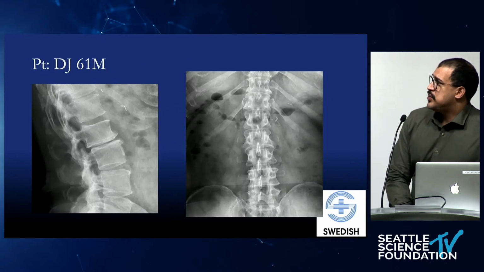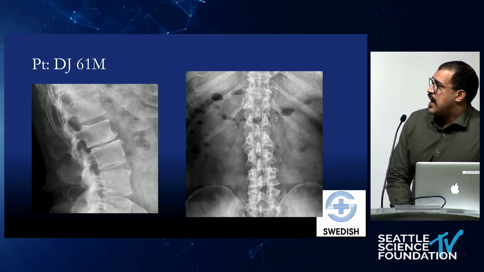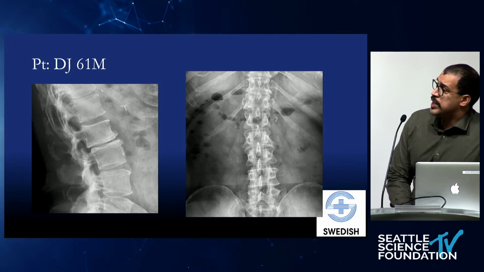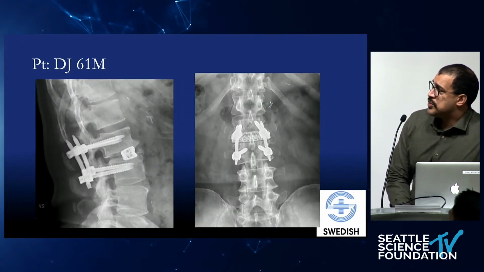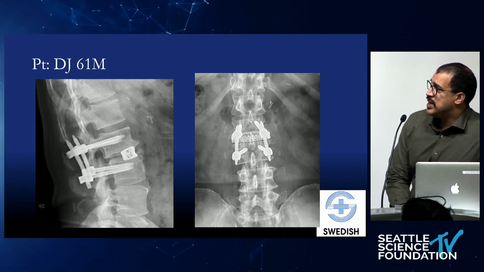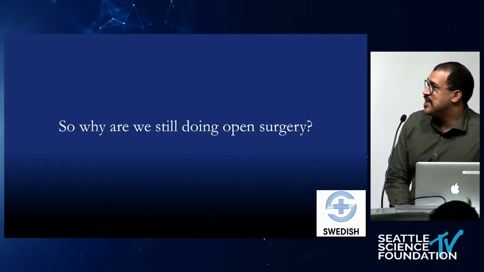So this is a patient of mine. He's a 61-year-old, very active guy, a hiker, who had radiculitis, radiculopathy, and degenerative disc disease. He decided to do a lateral with percutaneous screws. He's now deep sea fishing and hiking. He's very, very happy. I wish all my patients could be like him.